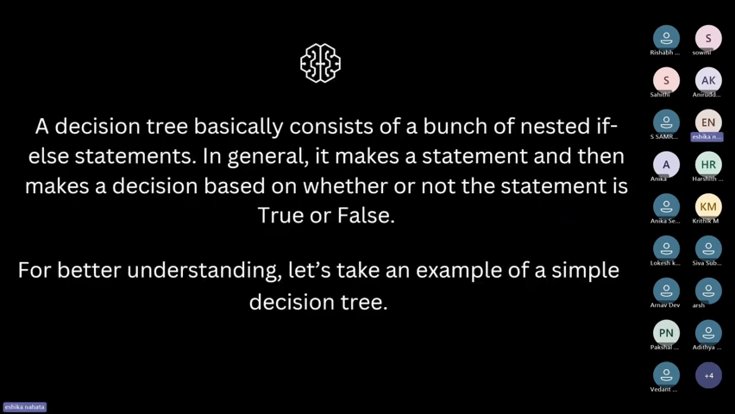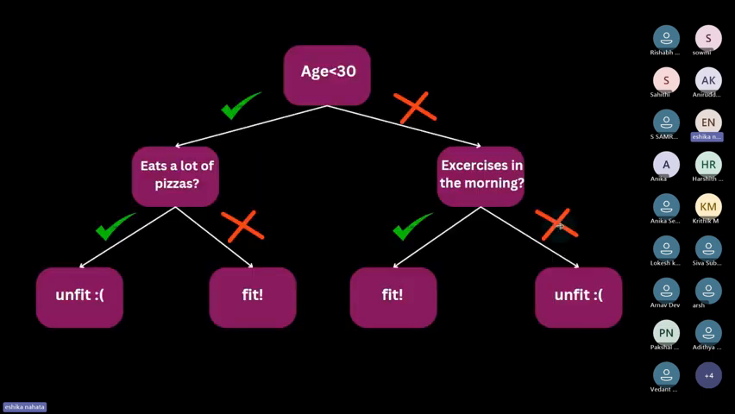It's essentially a bunch of nested if and else statements, and these conditions are evaluated at nodes of the tree. They're called decision nodes. So you make a statement, and the decision tree decides whether or not it is true or false, and you move on to the other decision nodes or a leaf node. So we can take an example to better understand this.